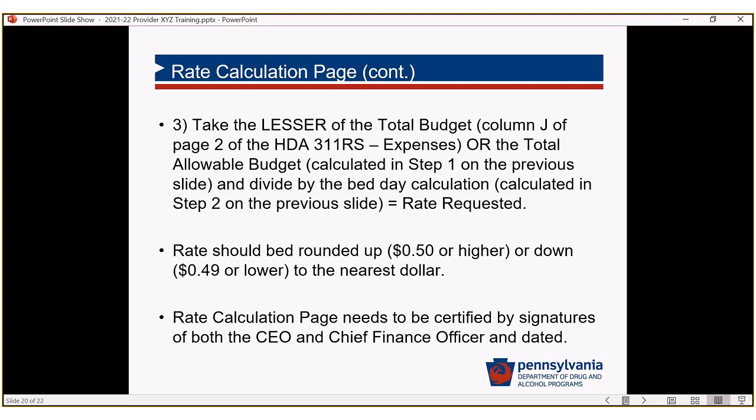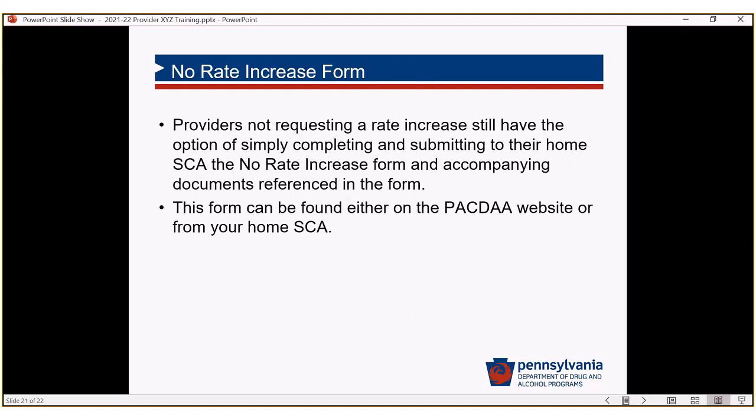Now, there have been providers out there who don't want to consider a rate increase and don't want to go through the XYZ process. That process is still in place. There is a no rate increase form. So if providers find themselves in a position where they don't need to request an additional rate, they can simply fill out that no rate increase form and submit it with the accompanying documents referenced in the form to their home SCA. That form can be found on either the PACTA website or from your home SCA.